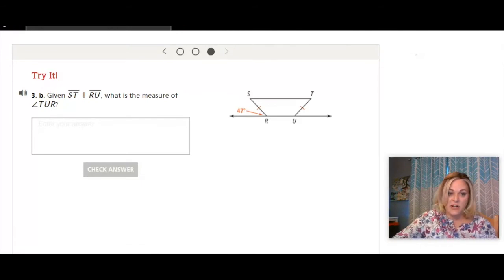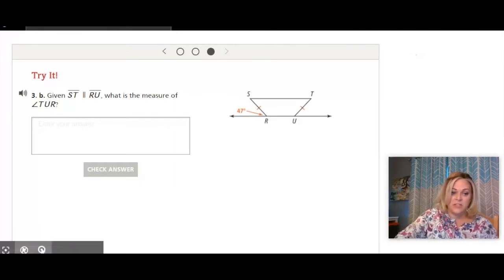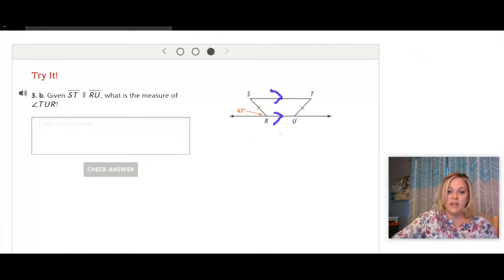Given that ST and RU are parallel, we're going to write that those parallel sides are definitely the bases. So I'm going to create little arrowheads here so I know that those are parallel. What is the measure of TUR? This angle right here, okay, which would be the same as this angle right here.